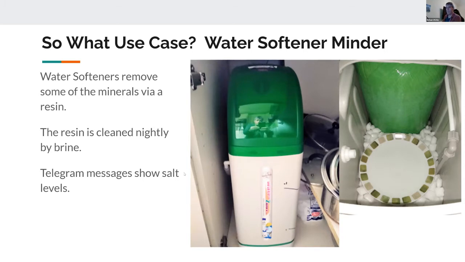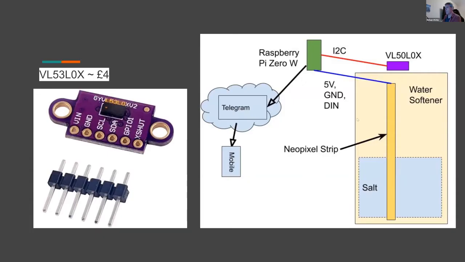So my little program just watches the amount of salt in it. It measures that by time of flight, or a LiDAR, and then it sends out a Telegram message every morning. Every morning at 6 a.m., after it's done cleaning, it measures the height of the salt and sends the Telegram to my mobile. And there's a NeoPixel strip, so I can open my cupboard and see it there.